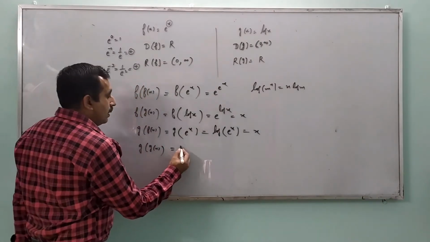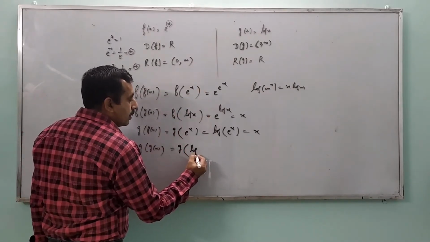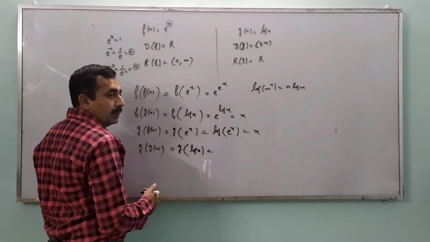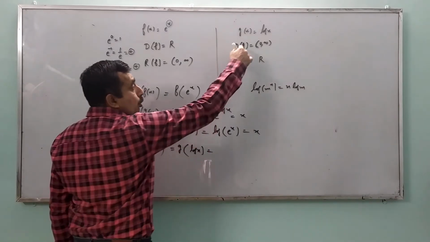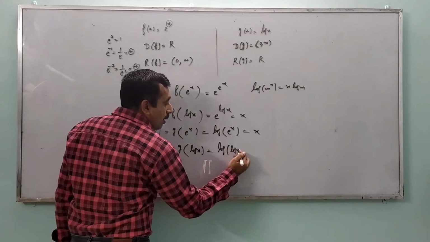And lastly, firstly write down g(x). What is g(x) here? Log x. Again g, again I have to write log. So its answer is log of log x.